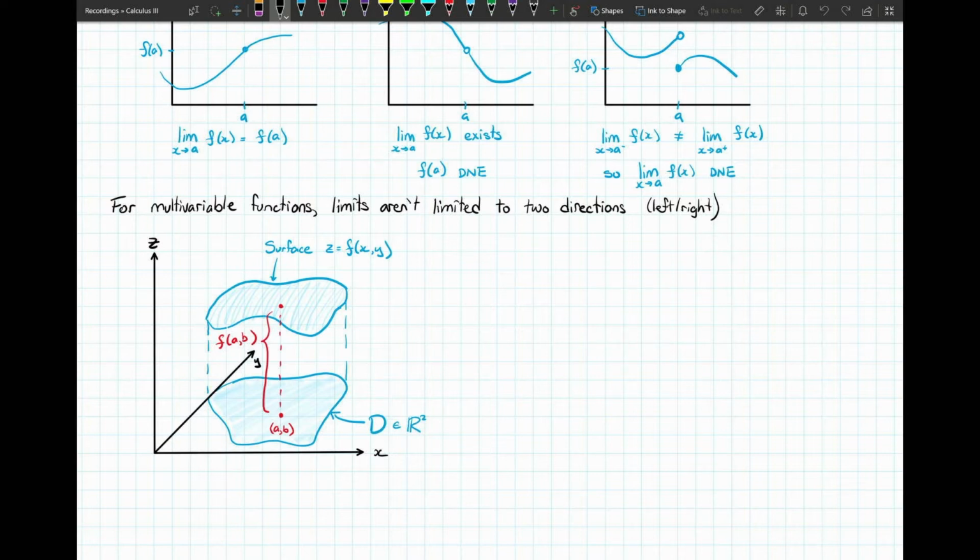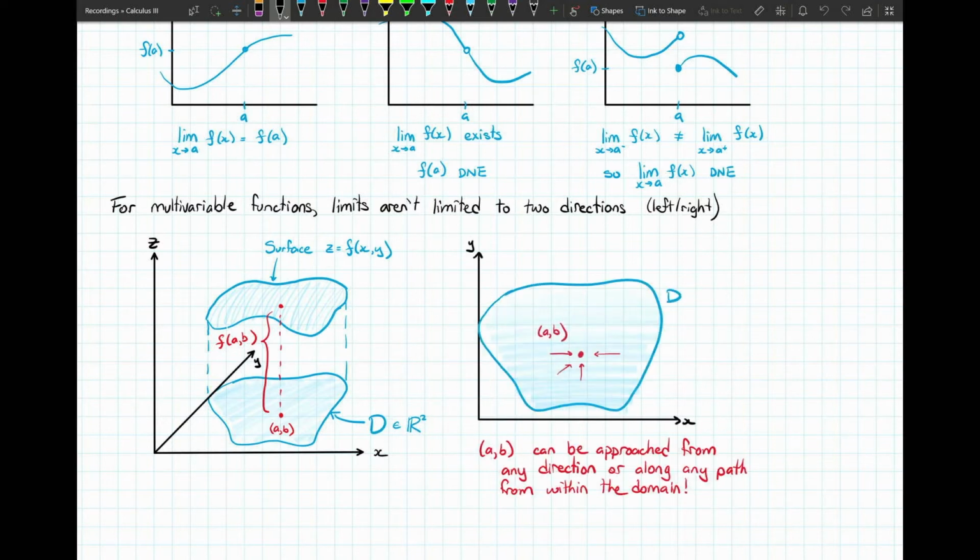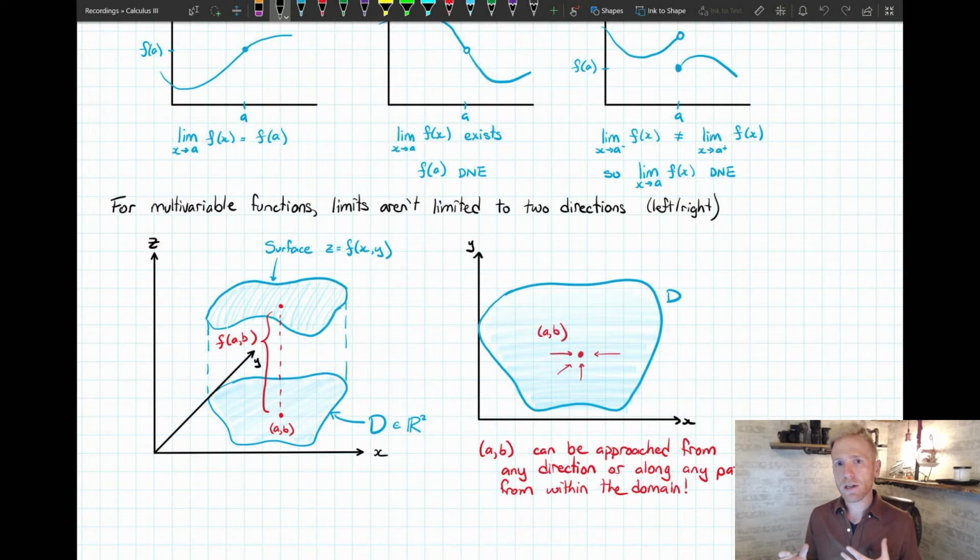Now the trick here is if we want x and y to approach the point a, b, we don't just have left and right. We can approach that point from any direction we like. From the left, from the right, from above or from below. We could approach that diagonally. We don't even have to approach that along a straight line. We can approach that point along any path we choose. So that's really going to change this concept of a limit. We need to tackle what a limit looks like in a multivariable function before we can start talking about continuity.